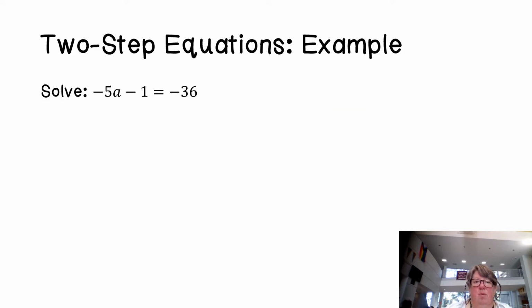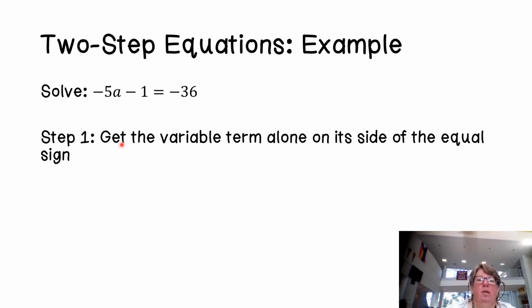Let's look at another example. -5a - 1 = -36. Step 1, get the variable term alone on its side of the equal sign. Okay, so our variable term is this, -5a. So this minus 1 is the thing that we want to eliminate. How do we do that? We use the inverse operation. So instead of subtracting 1, we're going to add 1 to both sides.